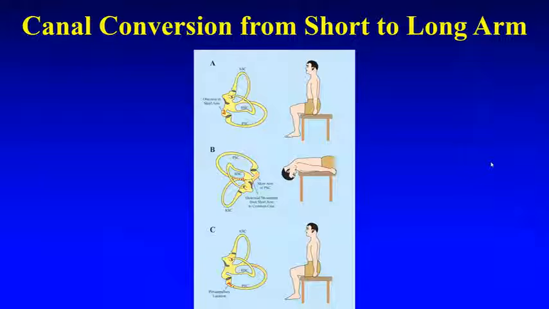The otoconial debris, which was in the short arm of the left posterior semicircular canal of this woman on day 1, during the prone pitch and yaw maneuver, instead of getting embedded into the utricular macula, shifted towards the common crus and reached the long arm. As the patient was uprighted from the prone pitch and yaw maneuver, the debris reached the periampullary location.